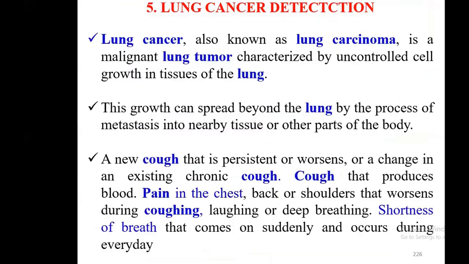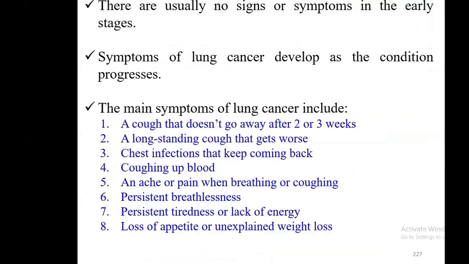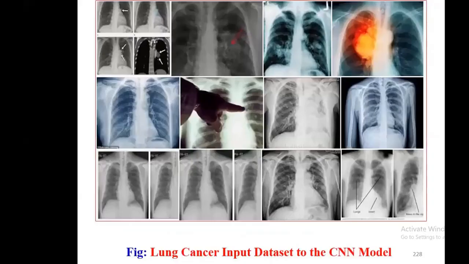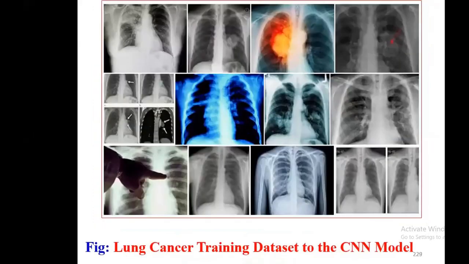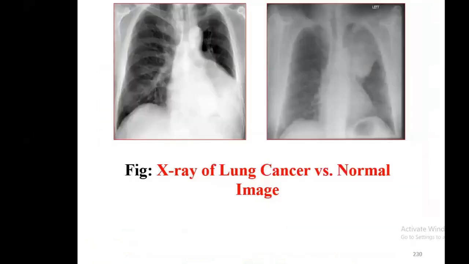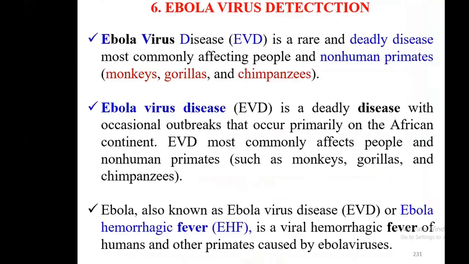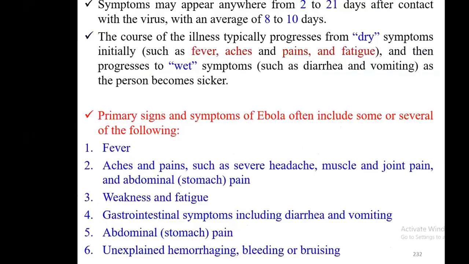Then lung cancer, I have again collected 960 X-ray chest images. These are the symptoms, and these are the X-ray images I have collected, and I have applied the CNN model and a training data set. And finally, I got the output, X-ray of lung cancer and normal image. And the last database application is Ebola virus prediction and detection. Here also I have used CNN and RNN models.